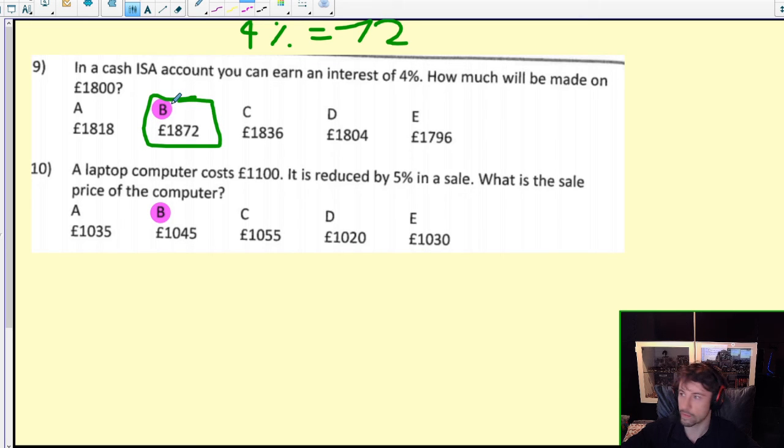Seems quite nice. A laptop computer costs £1,100. And again, it's reduced by 5%, so we need to work out 5%. Again, 1% is 11, times 5 is 55. And now, because it's been reduced, it's the opposite of increase, so we take it away. So 1,100, take away 55 is 1,045. That's where our answer comes from.